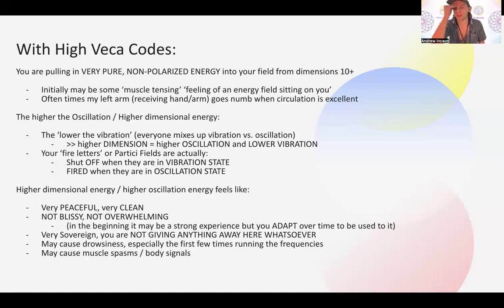So we've got to get everyone to stop saying high vibe. It's literally upside down. It's one of these distortions that the New Age movement put out that is literally 100% incorrect. So no, you don't want to be high vibe. You want to be high oscillation. Anyway, we'll cover that more going forward and probably in another video. If your fire letters are misaligned, then there are distortions in your field. And that's how you can fix some of those distortions.